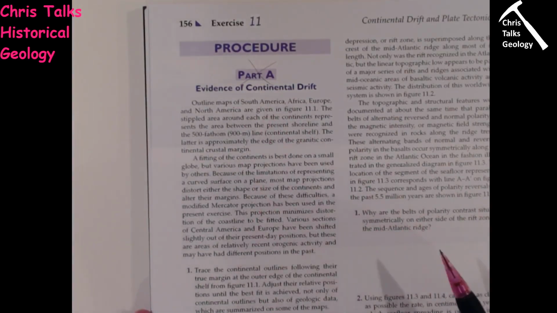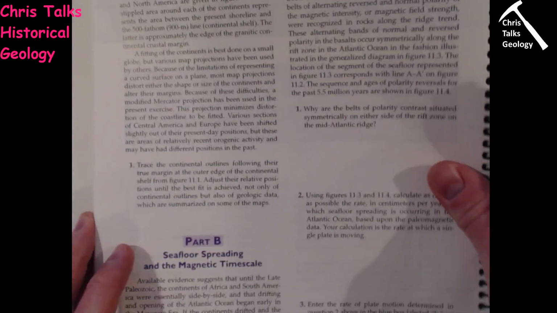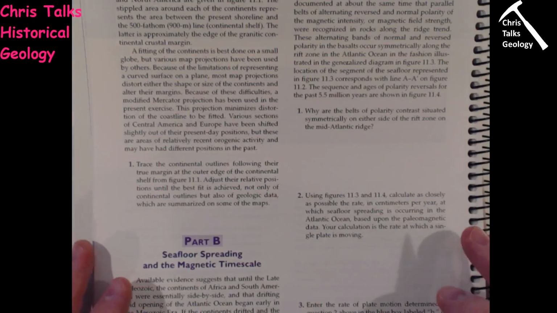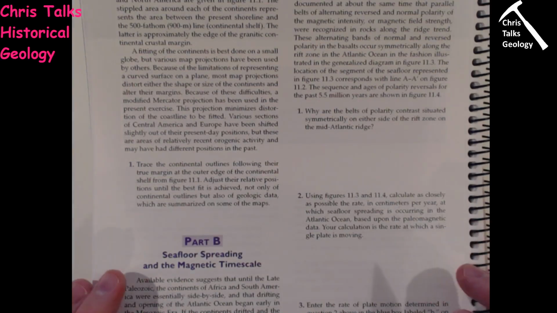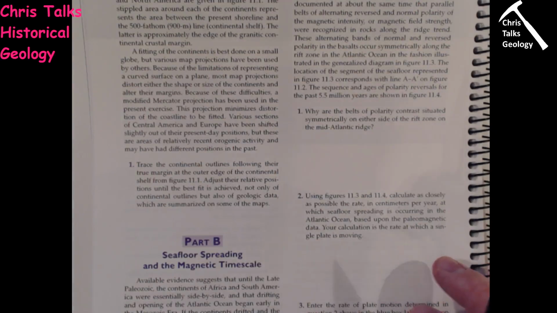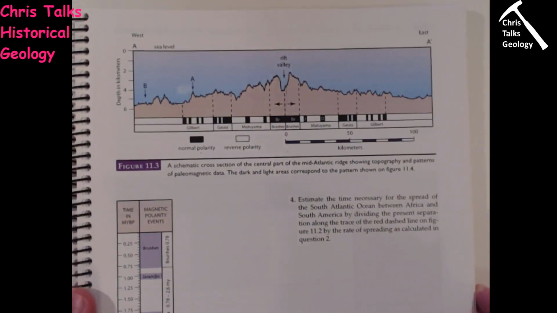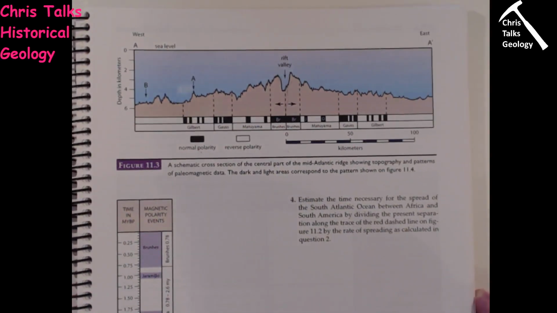We're actually going to skip past part A, and we're going to go straight to part B. Part B focuses on the rate of spreading at a ridge in the mid-Atlantic. What we're aiming to do is calculate exactly how fast new seafloor is created. What's the rate? If we look at page 159, here is a stylized diagram of our spreading ridge.